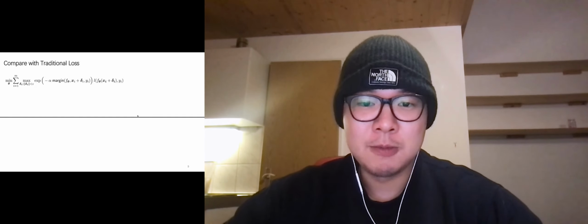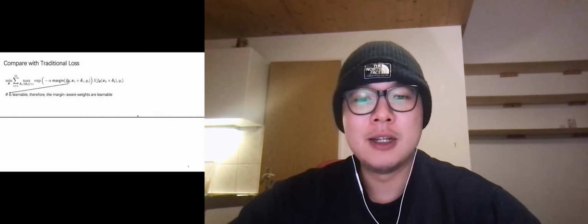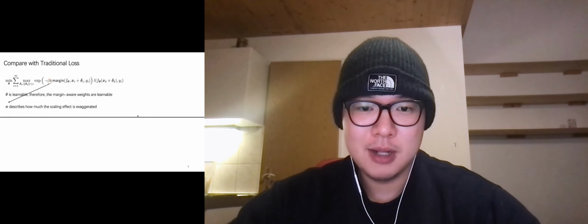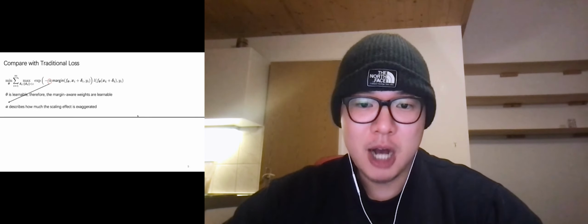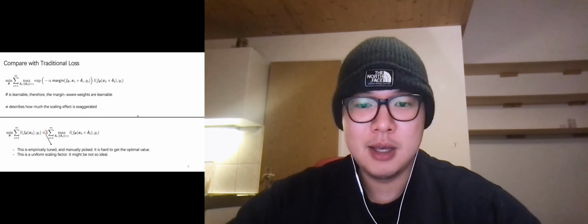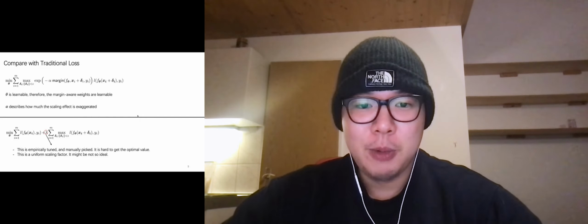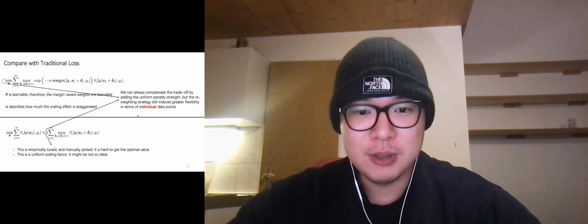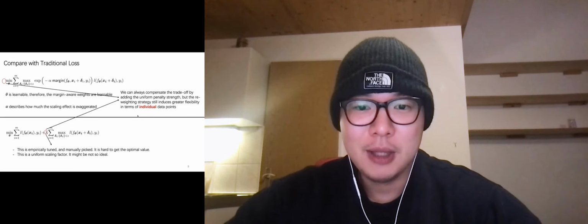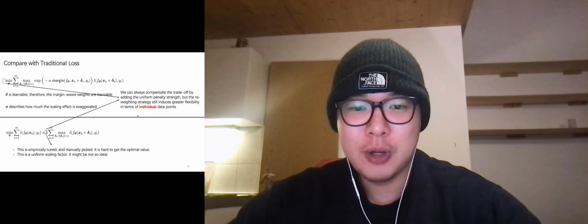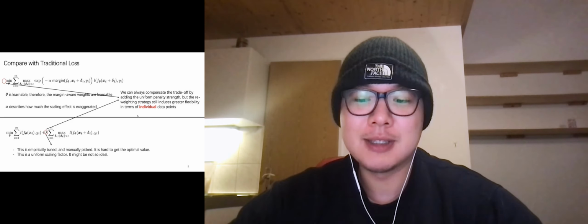Comparing with traditional loss, we can clearly see that the weights are learnable since the parameters of the network theta here are learnable. The hyperparameter alpha describes how much the scaling effect is exaggerated. Moreover, we can also use the lambda as usual, but the trade-off for individual samples is still highly individualized due to the margin weights. Therefore, we can say that our training objective introduces much higher flexibility in terms of reweighting accuracy and robustness.